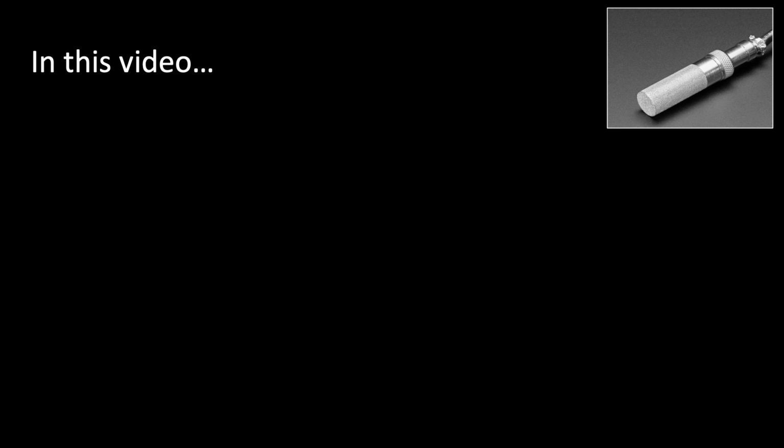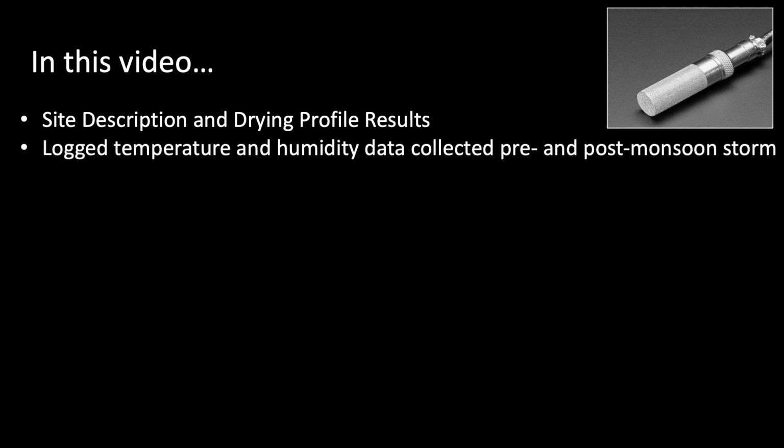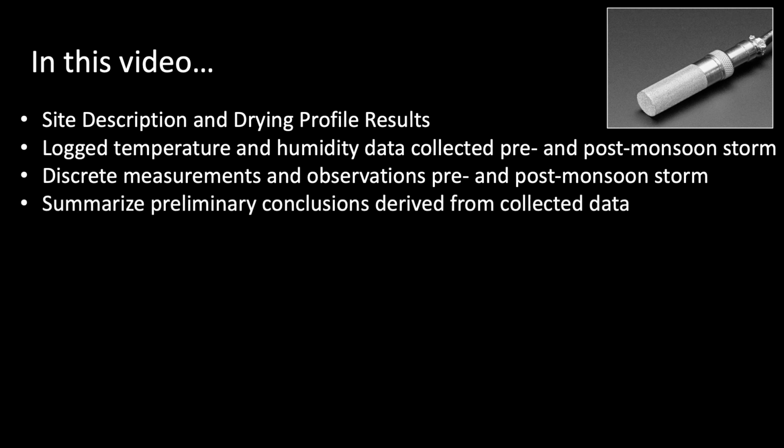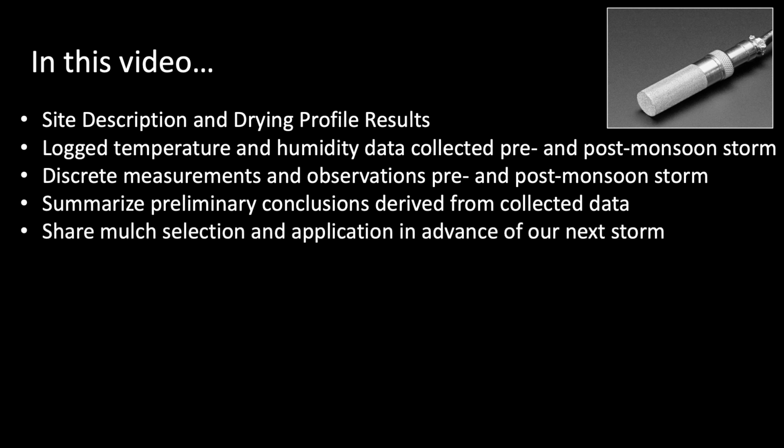For those of you who just want me to cut to the chase, I'll start this video with a quick summary of the temperature profile for an instrumented uncovered basin in response to a 2-inch storm. I'll then dive a little deeper into temperature and humidity data recorded by an AM2315 and SHT10 sensor before and after that 2-inch storm. I'll also share some discrete measurements I collected before and after that storm and summarize some preliminary conclusions from the collected data. I'll end by sharing details regarding mulch selection and application in advance of the next storm.